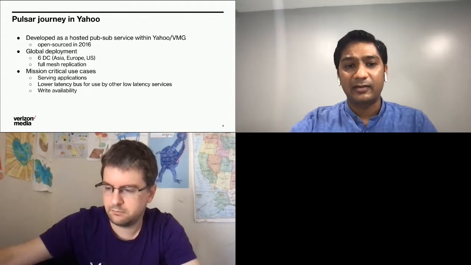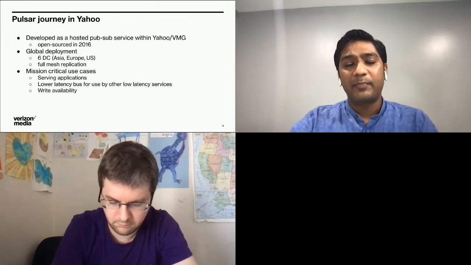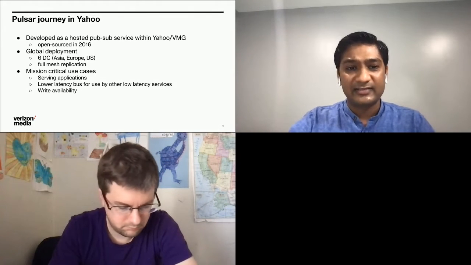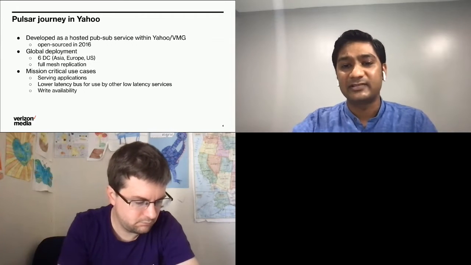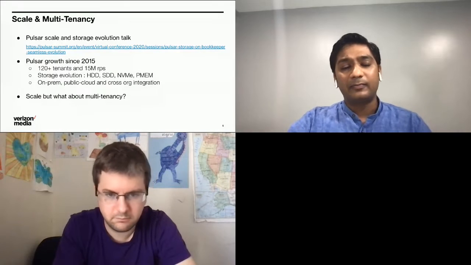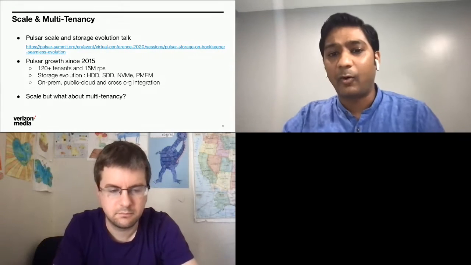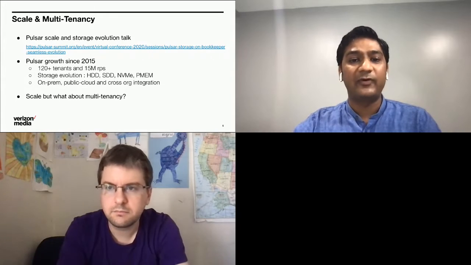Pulsar is backing a lot of business critical use cases within Yahoo. Pulsar is an extremely scalable and low latency system, and other low latency systems are actually built on top of Pulsar for their messaging use case in Yahoo. So now let's see how a large-scale system requires multi-tenancy features to give a seamless experience to every tenant on a shared cluster.